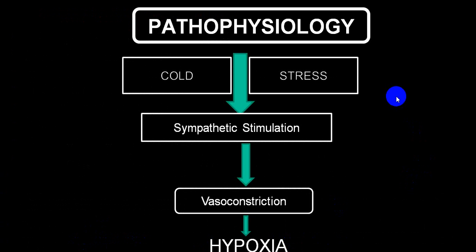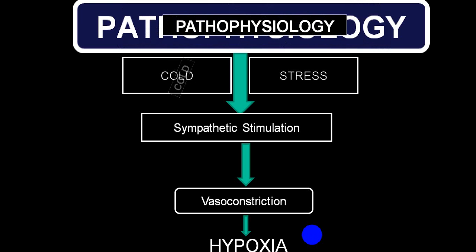If we go through the pathophysiology, either because of stress or because of exposure to extreme cold, the most common precipitating factor, they stimulate sympathetic stimulation, and that will stimulate vasoconstriction. And once there is vasoconstriction, the person will start developing hypoxia in that particular part, which will produce pallor. Because of anaerobic metabolism, lactic acid production, the person will start getting pain. Now, because of utilization of oxygen, there is severe hypoxia which will result in cyanosis.